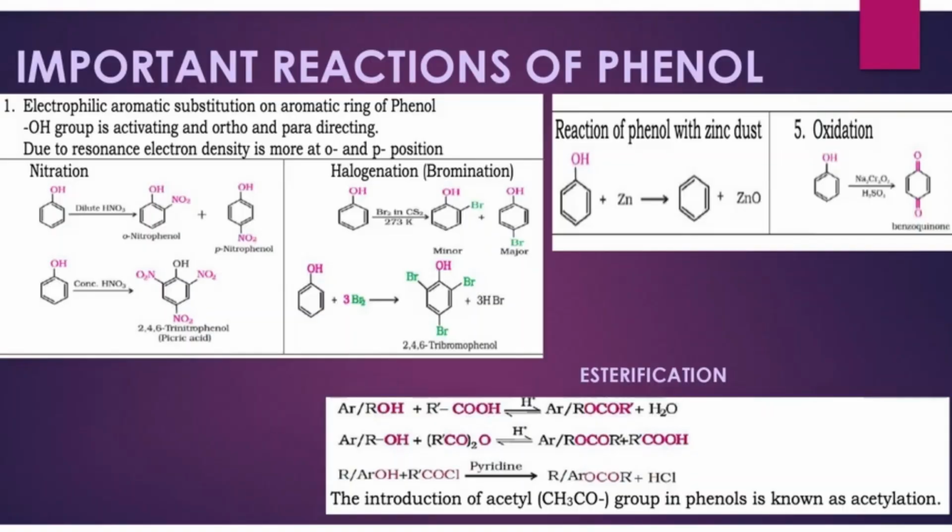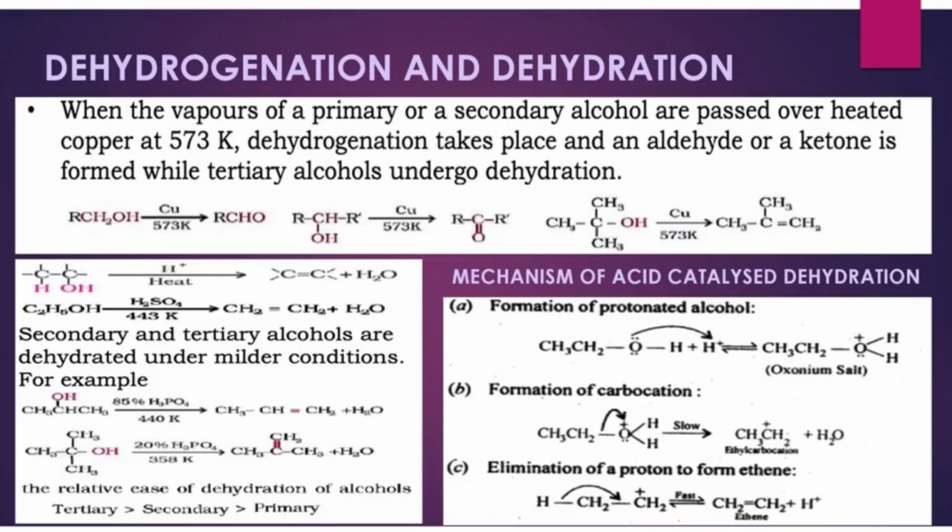The other important reactions of phenol are, first one, electrophilic substitution reaction, second one, the reaction with zinc dust. Esterification is also another important type of reaction of alcohols and phenols. Both alcohols and phenols will undergo esterification reaction. Dehydration of alcohol to alkene at 443 Kelvin using concentrated sulfuric acid is a very important reaction. You can expect the mechanism also from this topic.